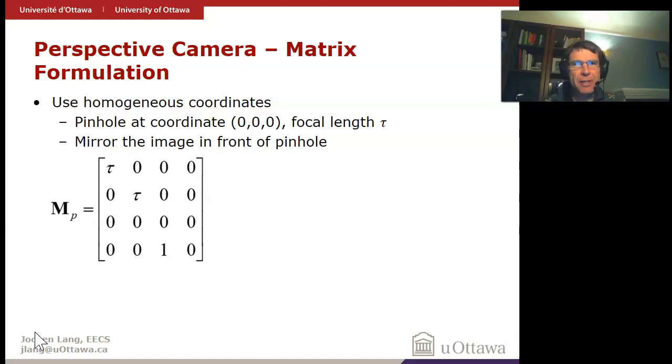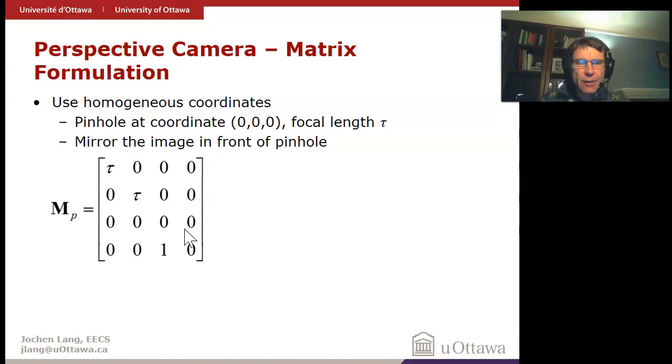The perspective projection can be quite simply put into homogeneous coordinates, exploiting the division by the homogeneous coordinate. So this simple matrix with these three entries, the focal length tau at the 1,1 position and at the 2,2 position, and then a 1 here in the third column of the matrix in the homogeneous position, will do the trick.